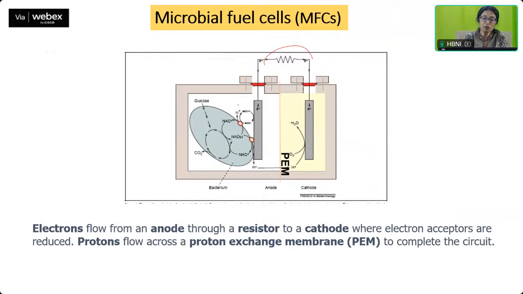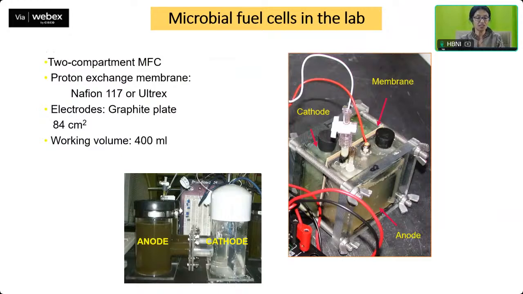So you have this entire biomass over here on this side with the anode, and then with the cathode, you're having a proton exchange membrane. And then protons will flow across this proton exchange membrane and it completes the circuit, and this is how your electricity is generated. So you can have two compartment microbial fuel cells.